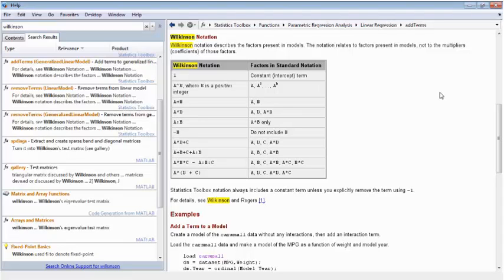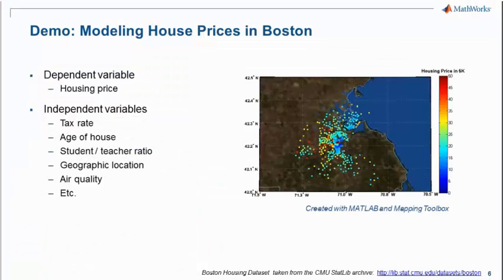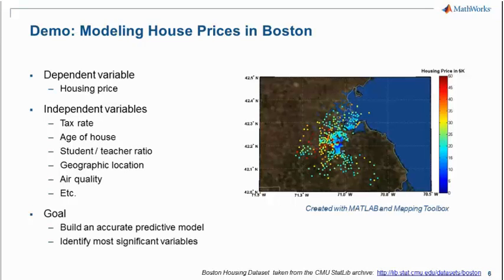At this point in the presentation, I inevitably get asked, where are these models coming from? How do you know what terms to include inside of the model? For that matter, how do you even know what variables should be used? Now, if you're lucky, you know all this information a priori. Your own knowledge about the dependent variables, which include the tax rate, the average age of the houses, the student-teacher ratio in local schools, geographic information, information about air quality, and the like. Our goal is to build an accurate predictive model and simultaneously identify which variables have the greatest amount of predictive power.